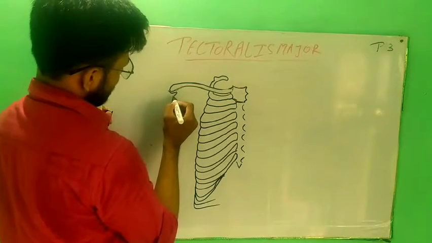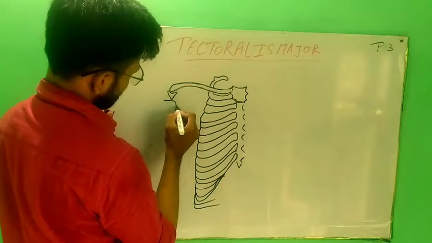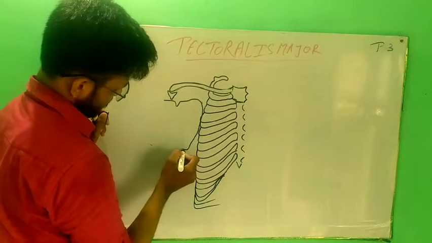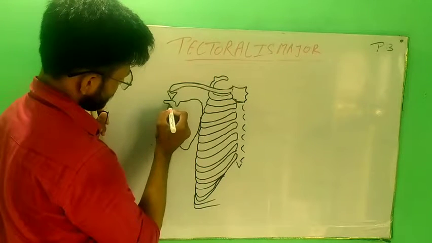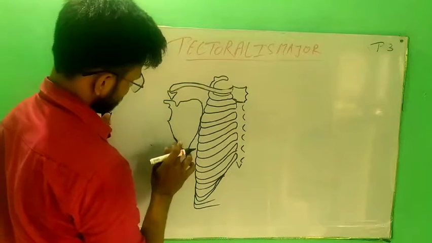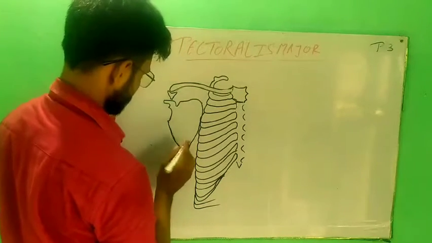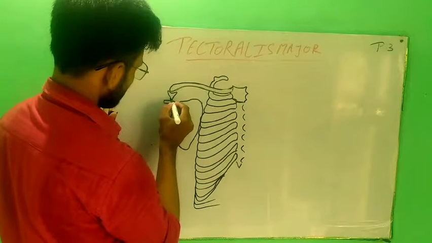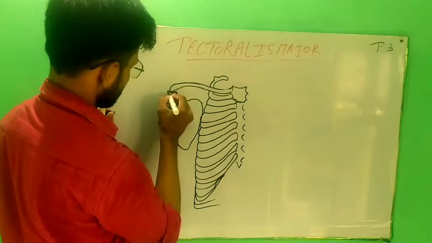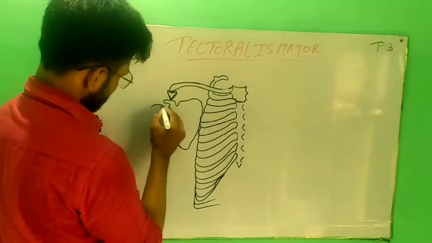Here this is the acromial process. This is the coracoid process. This is the scapula.